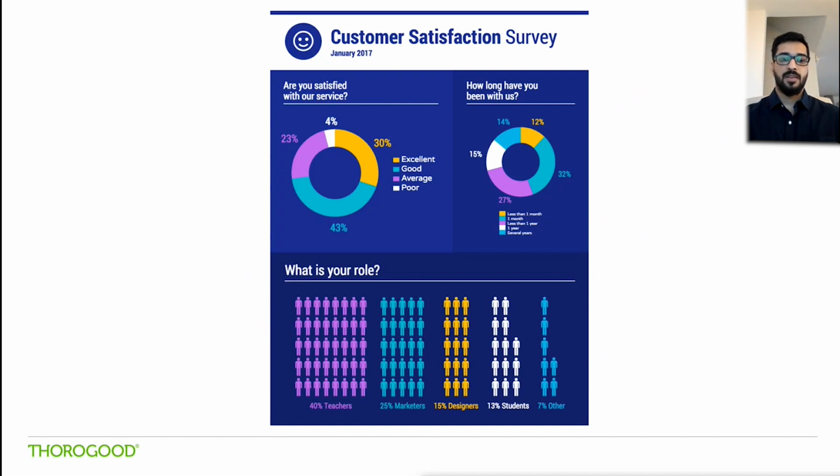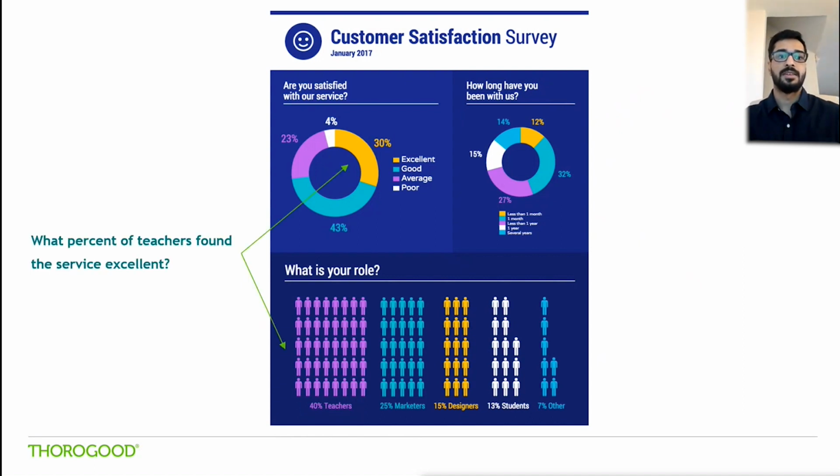Here we have a customer satisfaction survey. We can see basic insights from this, such as the overall satisfaction of the customer, what is the role of the customers surveyed, and how long they had been with the business. While it helps to understand that 40% of the customers are teachers, for example, and that 73% of the customers found the service good or excellent, it doesn't tell us exactly how many teachers found the service excellent.